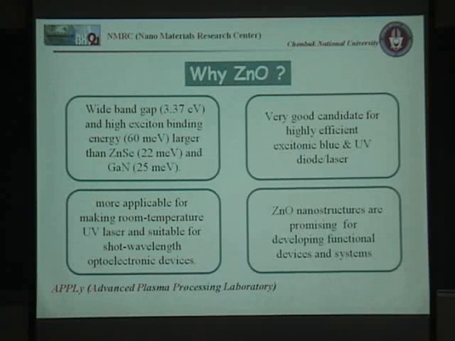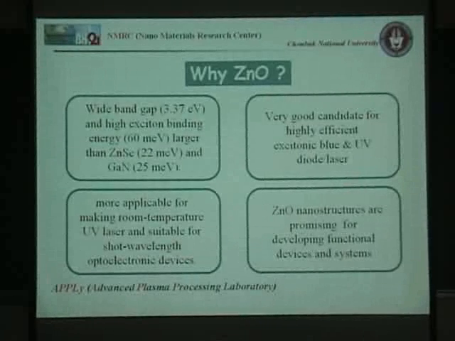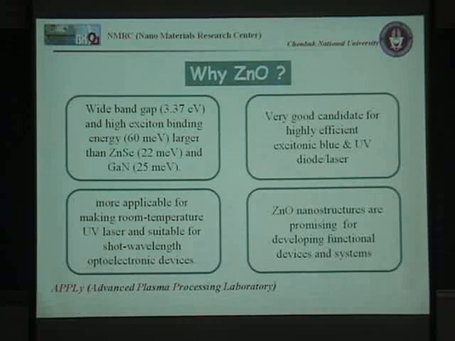So we can say that zinc oxide has a higher exciton binding energy and a wide band gap. It is very useful for fabricating optoelectronic devices applicable at room temperature, and it is a very good candidate for highly efficient exciton-based UV diode lasers. We can say that zinc oxide nanostructures are promising for developing functional devices and systems in the near future.